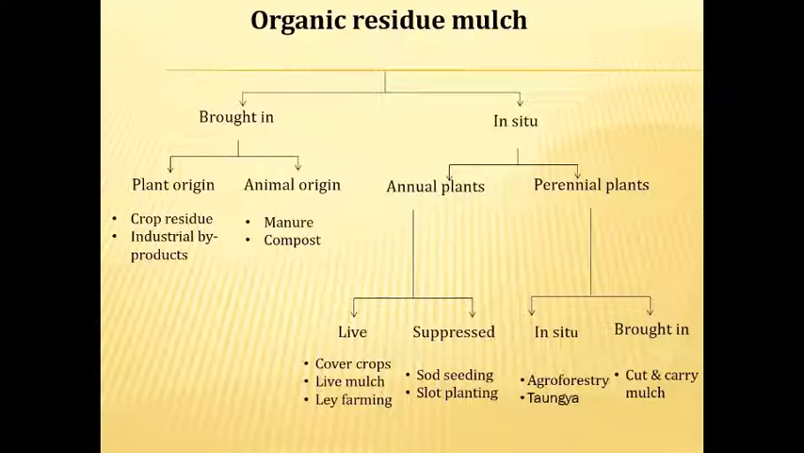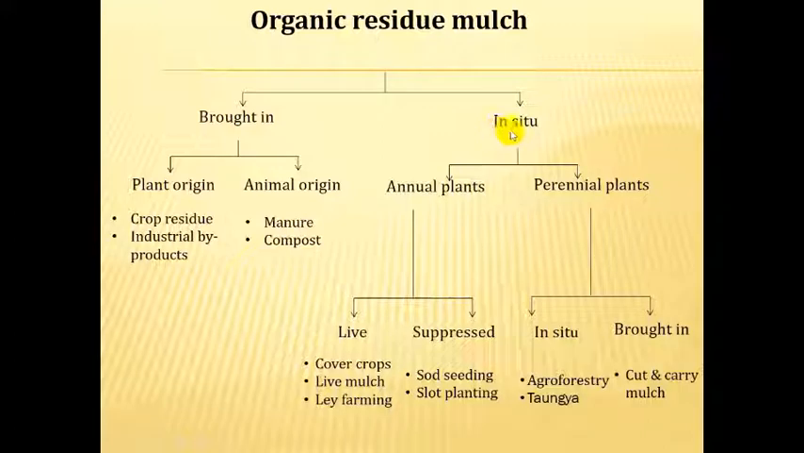This diagram shows you how different mulches are categorized. Basically, mulches can be categorized into brought-in type and in-situ type. The brought-in type can be categorized into mulches from plant origin and mulches from animal origin. For the mulches from plant origin, some examples are crop residues and industrial byproducts. The brought-in animal originated mulches are manures and composts.